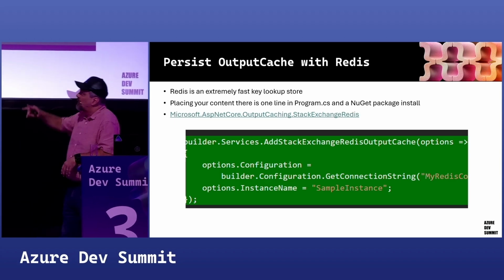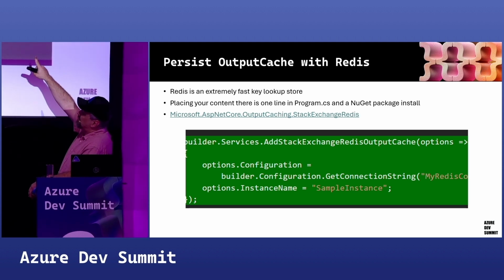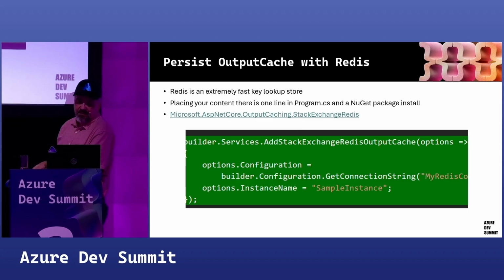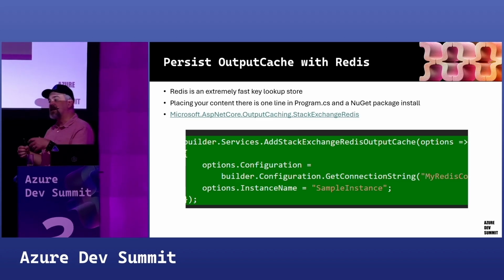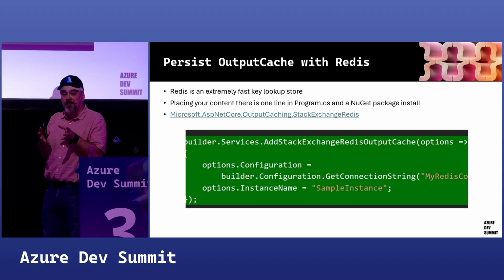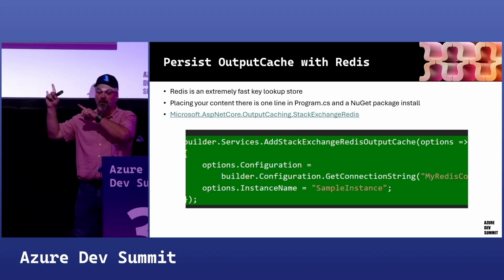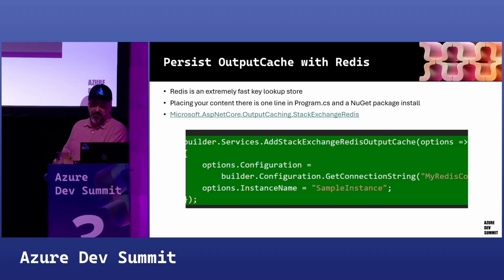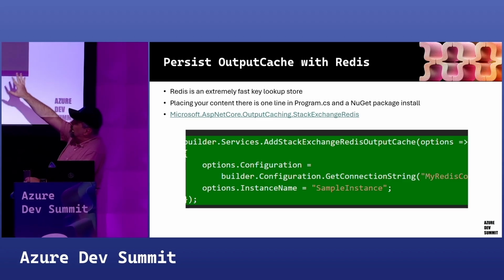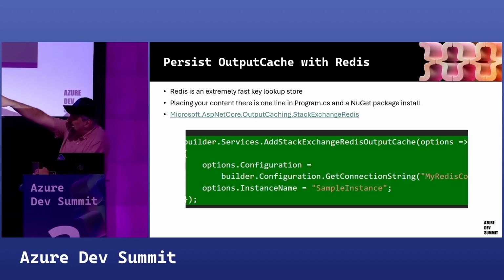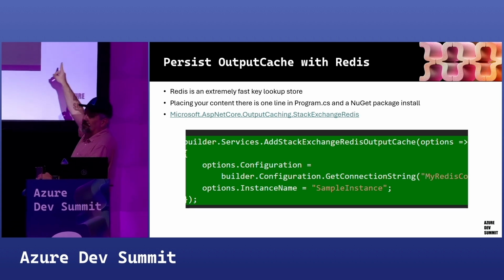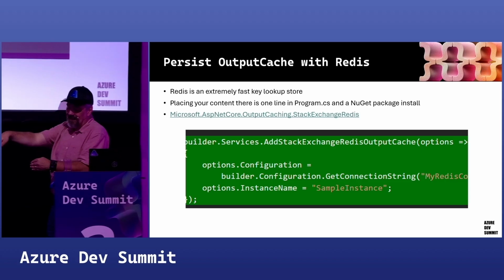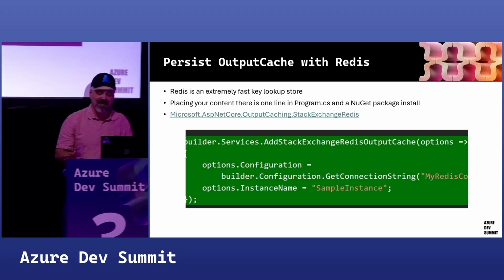It takes one line of code: add Stack Exchange Redis output cache when you have this NuGet package, Microsoft ASP.NET Core output caching Stack Exchange Redis. The folks that run the Stack Overflow website actually wrote this provider, and we sponsor and partner with them to make this really easy for other folks to use. After you add the Stack Exchange Redis output cache, set up configuration and get that Redis connection string, specify the instance, the database instance inside there that you want to connect to, and it does the rest for you.